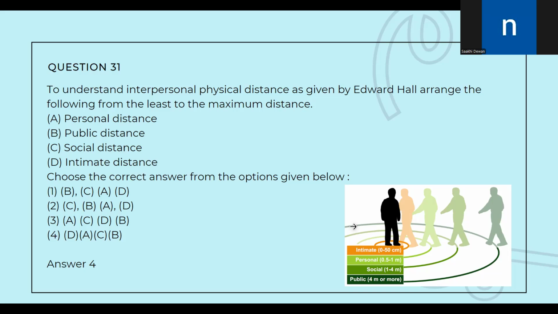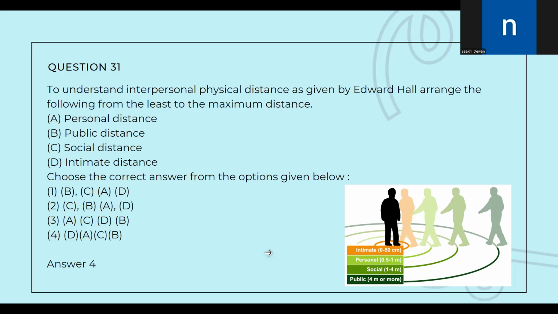Intimate distance ranges from 0 to 50 centimeter. Personal distance ranges from 0.5 to 1 meter. Social distance ranges from 1 to 4 meters. And lastly, public distance ranges from 4 meter and above.